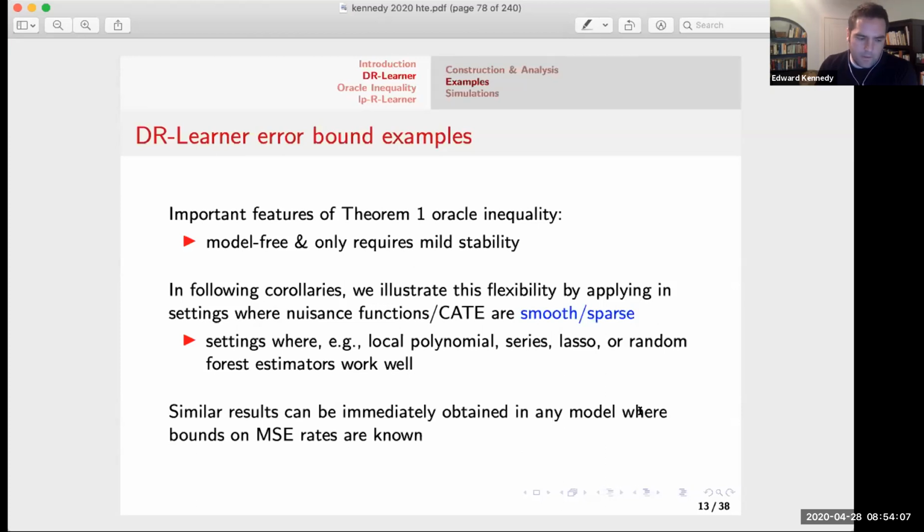And so these are just some illustrations, but if you know anything about the mean squared error of any given procedure, you could just immediately get out bounds from this result.